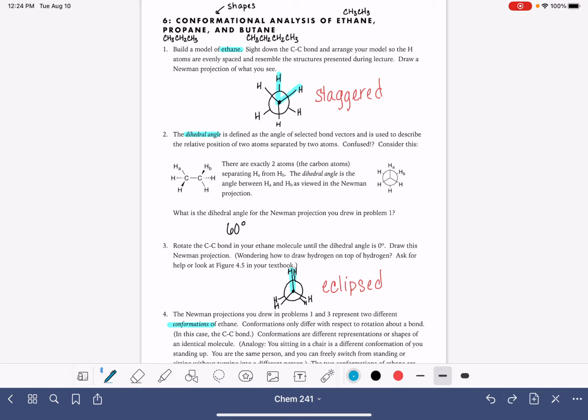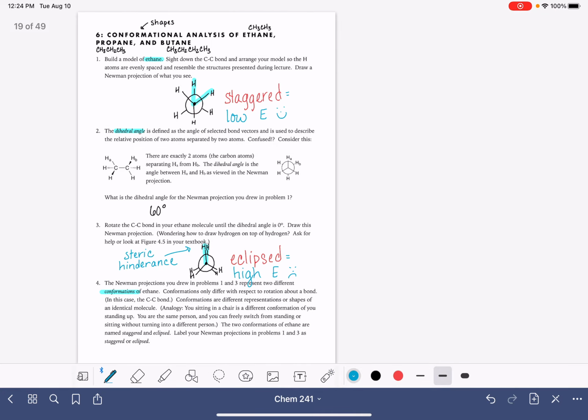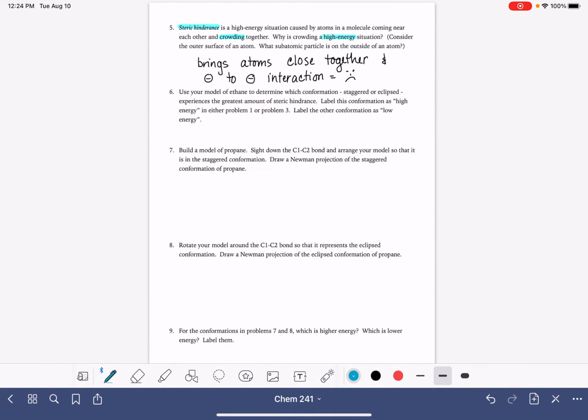The eclipsed is the one that has more steric hindrance, and therefore it is a high energy situation. Staggered, where the atoms are super spread out, that's a really low energy situation. All of the atoms are really happy. So high energy, unfavorable; low energy, favorable. Eclipsed, this is where we're experiencing steric hindrance, because the hydrogen atoms specifically are too close together.